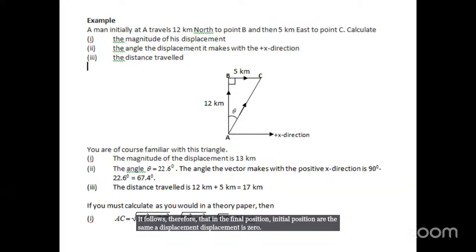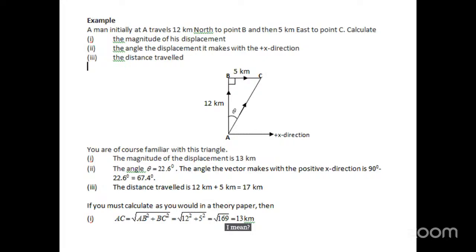Can you hear me? Yes, sir. Distinction between distance and displacement: displacement is a vector. So if you travel 5 kilometers north and come back, your displacement is zero, but the distance is 10 kilometers.